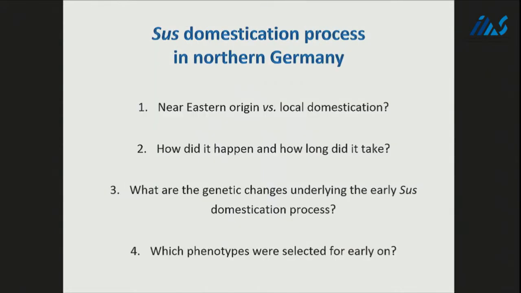Apart from the question of origin, there are other questions that have been addressed concerning Sus domestication. One question is, how long did the whole process take, and how did it happen? What were the genetic changes underlying the early domestication process, and which phenotypes were selected early on?